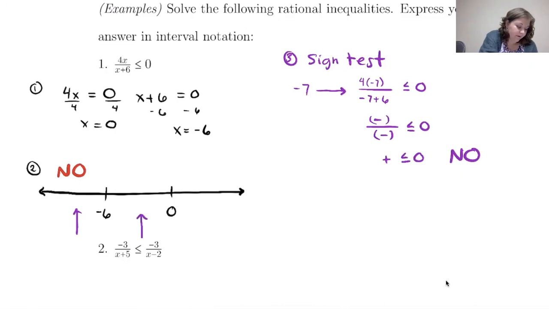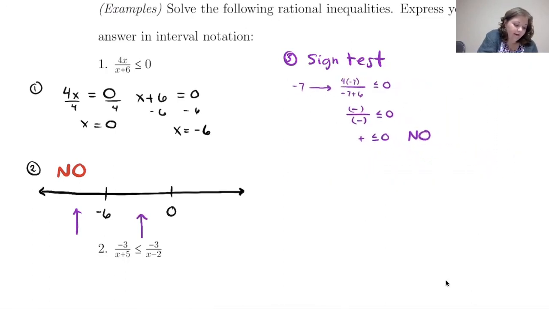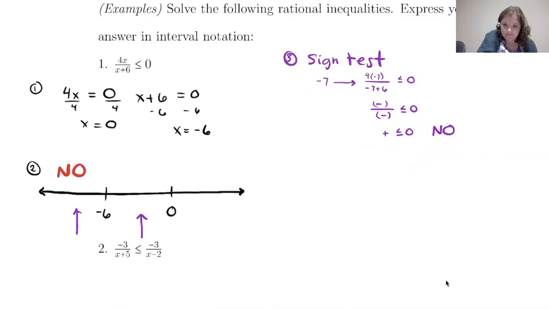We'll pick a number between -6 and 0. And we don't want to pick -6 or 0 themselves. We want to pick a number in between, because if we pick -6 or 0, it's just going to either give us 0 at the top, or we're going to divide by 0, and we don't want either one of those things to happen. So I'm going to pick -1 and plug that in. We have 4 times -1 on top, and then -1 plus 6 on bottom.